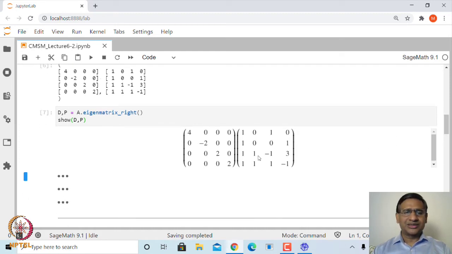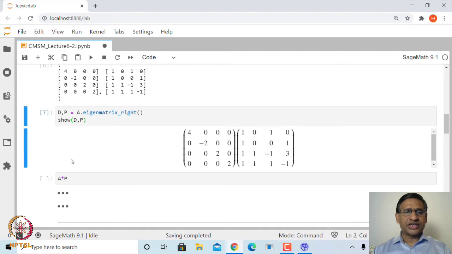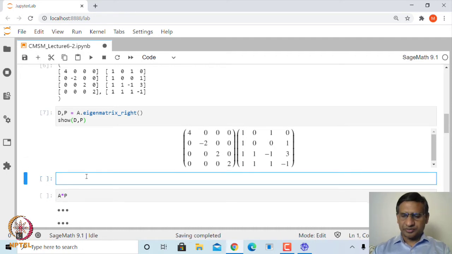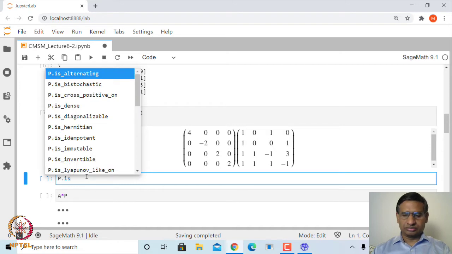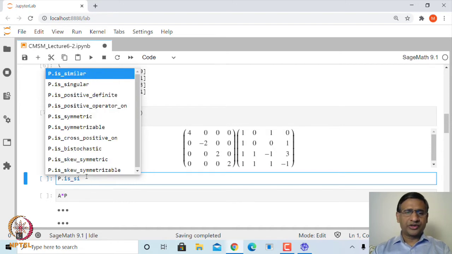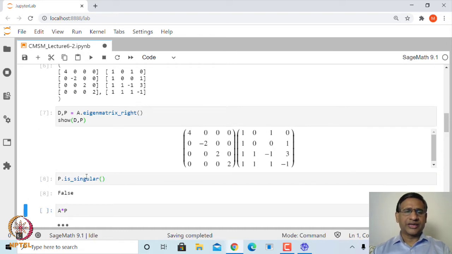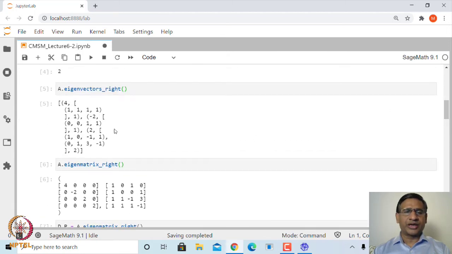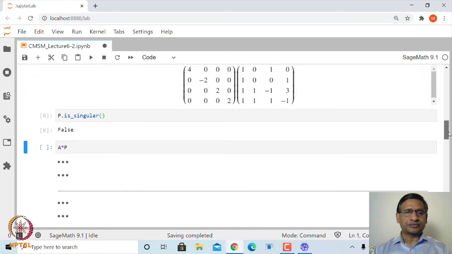Now, if you look at this P, you can check whether P is invertible. I can say P.is_singular, and I should get the answer False. This is not a singular matrix, this is a non-singular matrix, in particular P is invertible. Now, P being invertible is the same as saying all these columns are linearly independent. So, what it means is that these 4 eigenvectors that we have obtained for A are linearly independent, and in particular they form a basis, which is what is called an eigenbasis of A, right.